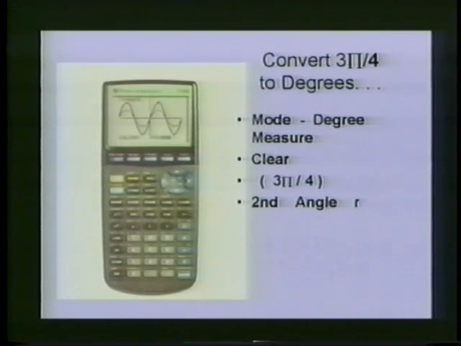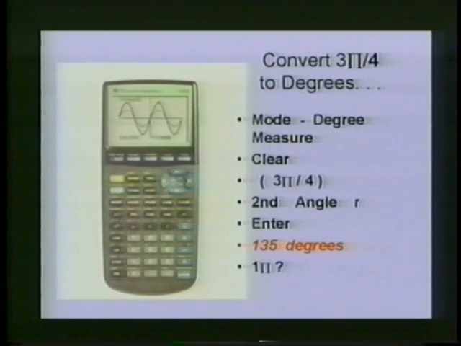Now don't forget, you can't just hit enter now. Since you're in degree mode, you have to tell it that this is radians. It's a dumb animal. So you get your R, your second angle R, then hit enter. Then I guess you have to hit enter again, and you get your 135 degrees.